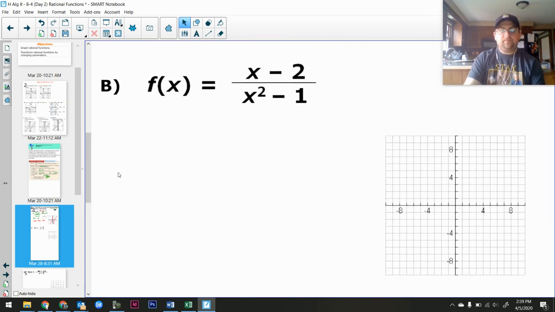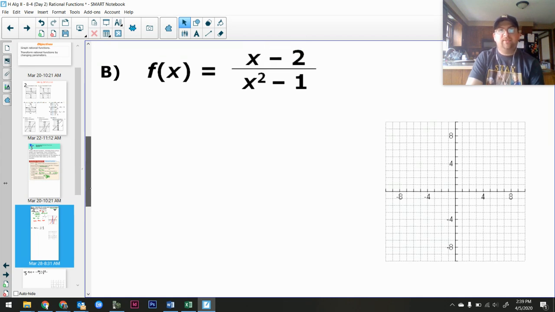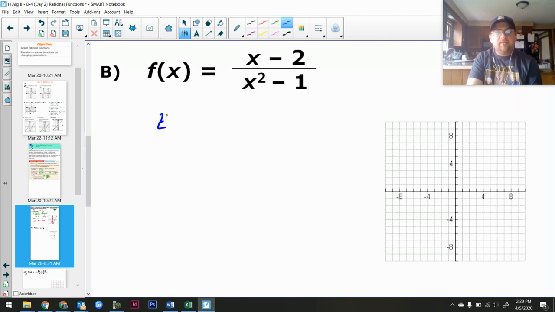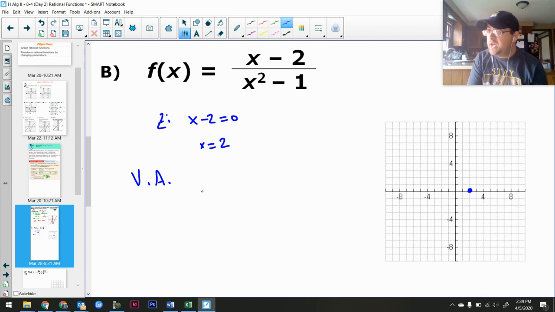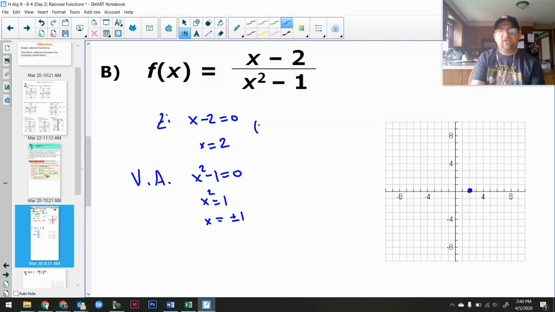Okay, so again, my task is zeros, vertical asymptote, horizontal asymptote. Now my zeros are where the numerator equals 0. That's easy. x equals 2. So this only has one zero. Interesting. Now the vertical asymptote, or should I say vertical asymptotes? It's when the denominator equals 0. x squared equals 1, square root it, plus or minus 1. And I should go back and say this is at 2 comma 0.